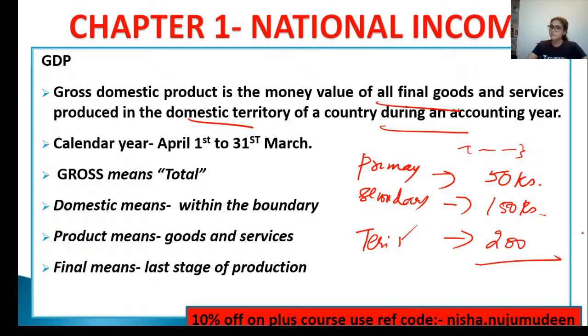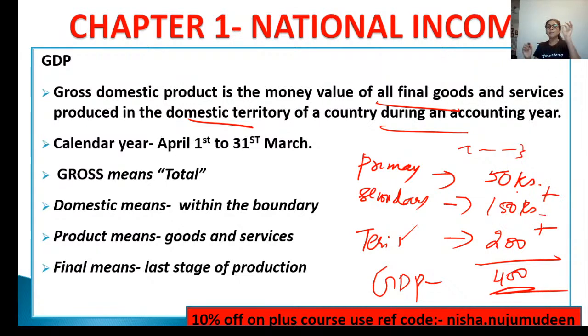So now in simple terms, what is GDP? GDP is primary plus secondary plus tertiary sector. So 50 plus 150 is what? 200. 200 plus 200 is 400. This is actually your GDP in very, very simple terms. Now you read the definition, guys. It will make a lot of sense for you.